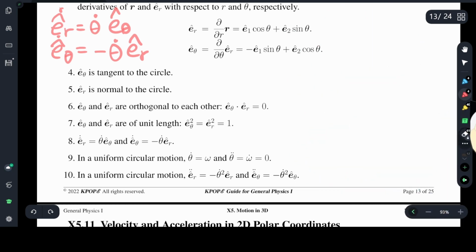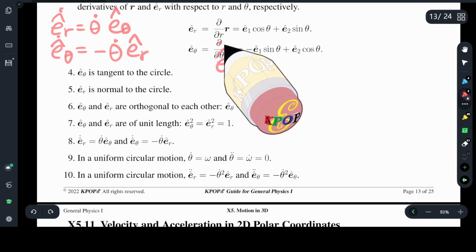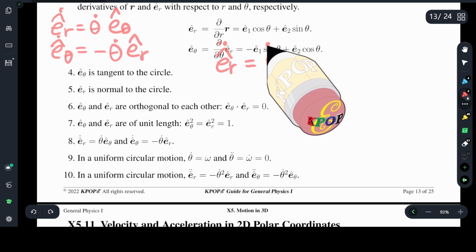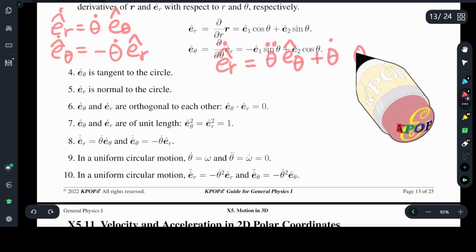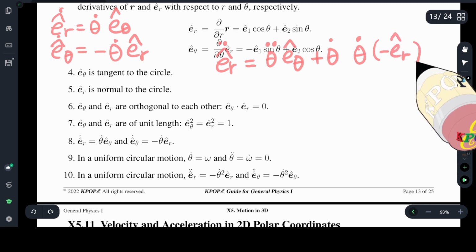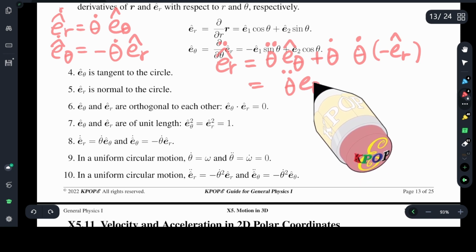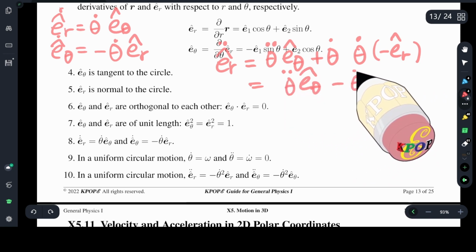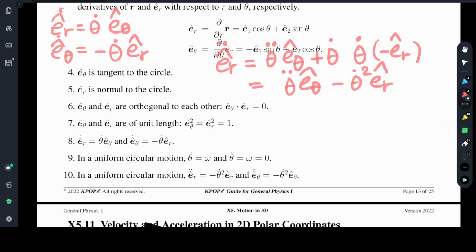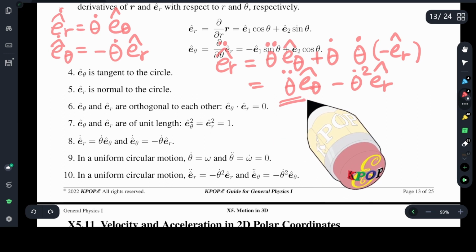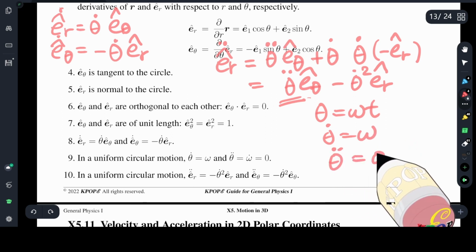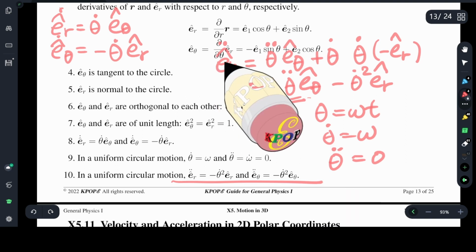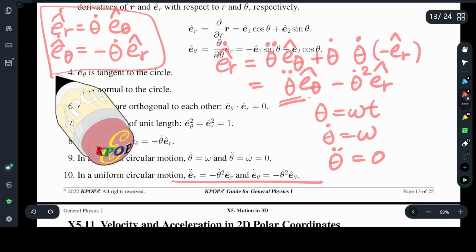If we take the time derivative one more time, e_r double dot is the derivative of theta dot e_theta, which gives theta double dot e_theta plus theta dot times e_theta dot, that is theta dot times minus e_r. So the answer is theta double dot e_theta minus theta dot squared e_r. Here the first term vanishes because theta is omega t, so theta dot equals omega and theta double dot equals 0. So these are the results. You can repeat the same calculation with this differentiation table.